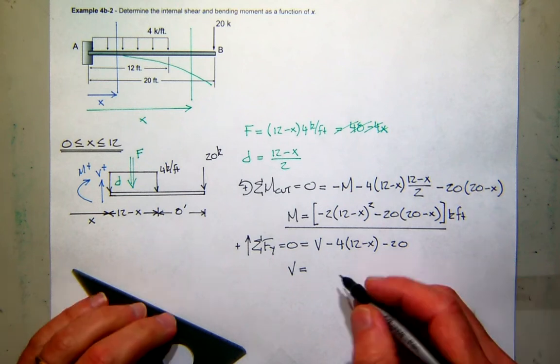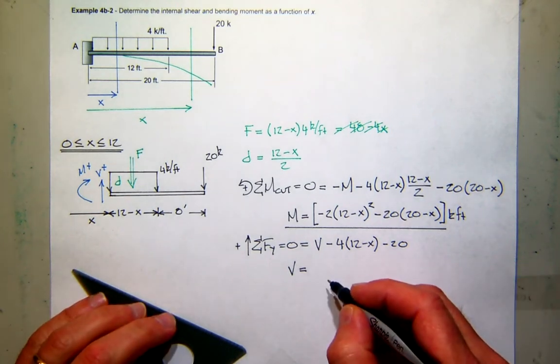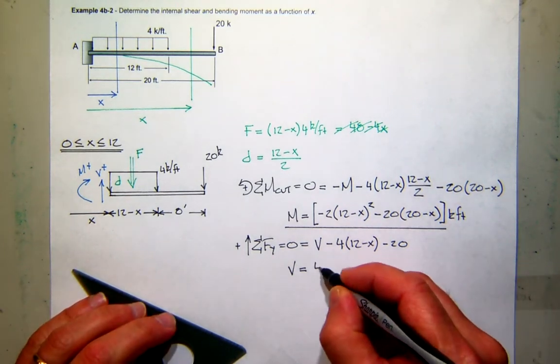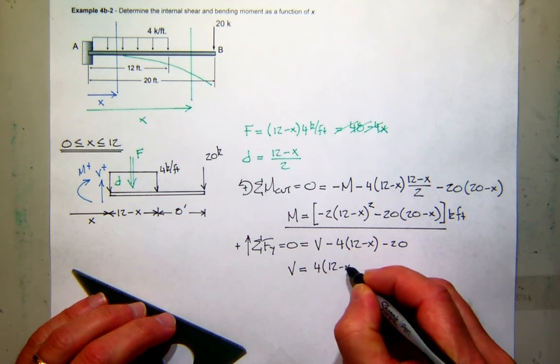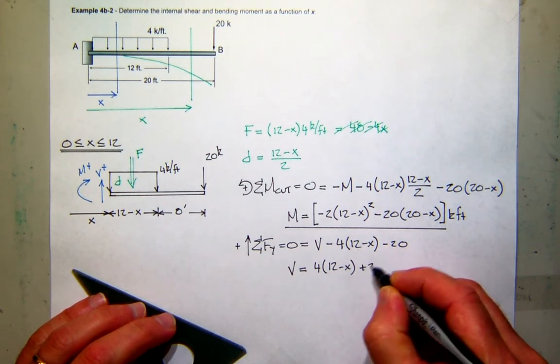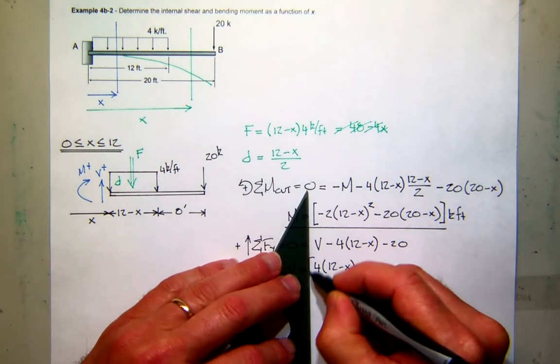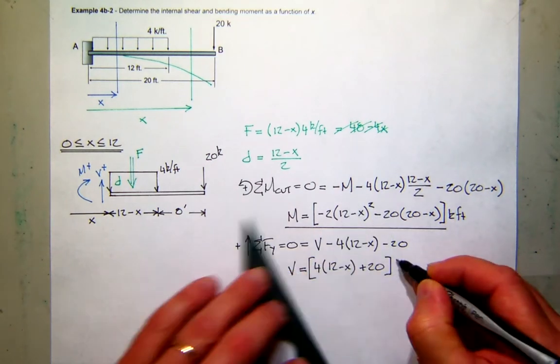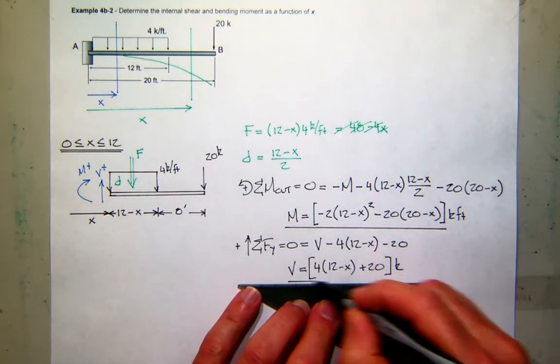No, maybe it is right. Everything goes to the other side, right? So it'll be 4, 12 minus x plus 20. And that should all have units of kips.